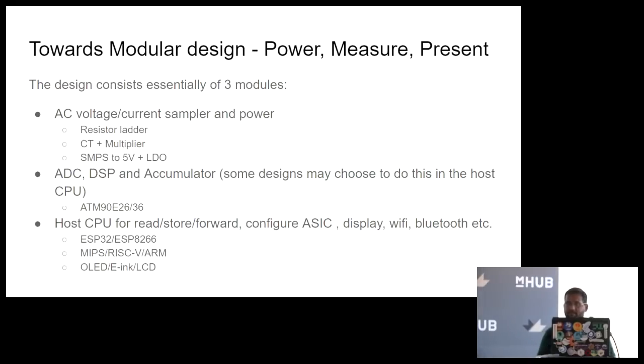For voltage sampling, you can use a resistor divider ladder to come down from 240 or 110 volts down to the millivolts that the ADC will handle, or you can use small potential transformers, or sometimes a mix of both. Potential transformers which go to 12 volts are easily available off the shelf, then a voltage divider after that. And then for sampling current, you have the option of a big lump of copper with known resistance, a shunt, or a CT, a current transformer.